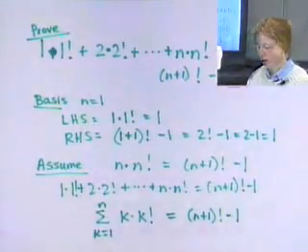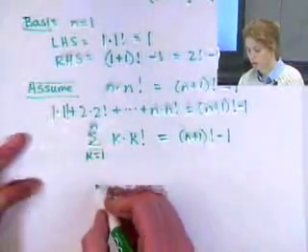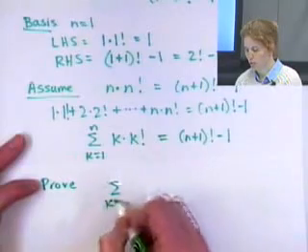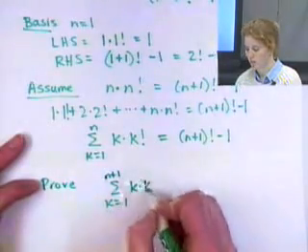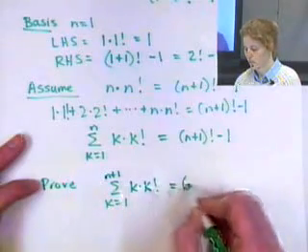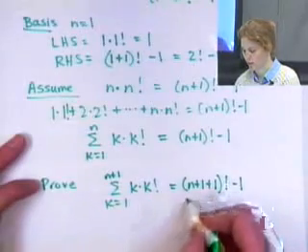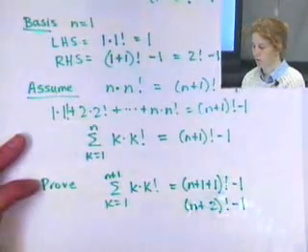So if I write that correctly, I know now on the left-hand side all I have to do is change the top of the summation. So prove: summation k equals 1 up to n plus 1 of k times k factorial is equal to n plus 1 factorial minus 1. That right-hand side is equal to n plus 2 factorial minus 1.